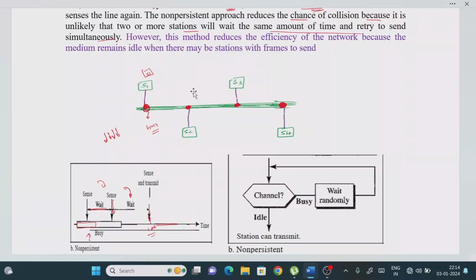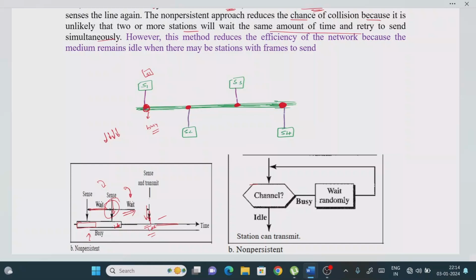Now if busy, in case of one persistent, again it is continuously checking. But in case of the non-persistent method, it won't do this. It will wait for some random amount of time. After the time period is completed, again it will perform the channel sensing. If it finds busy again, it will wait for one more random time period, then sense the channel. If it is free, then only it will send the information.